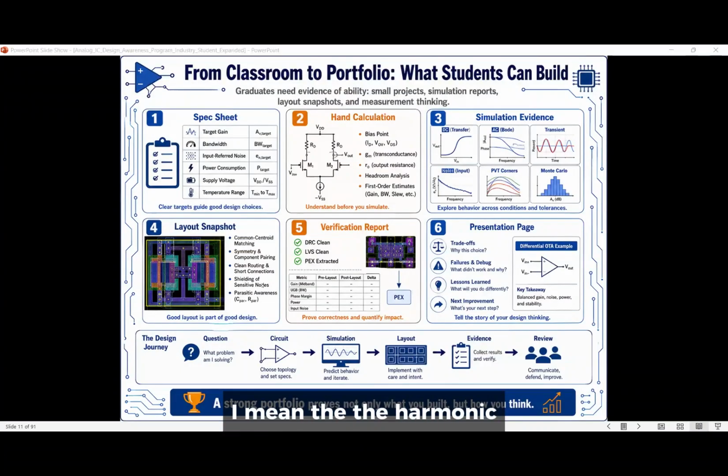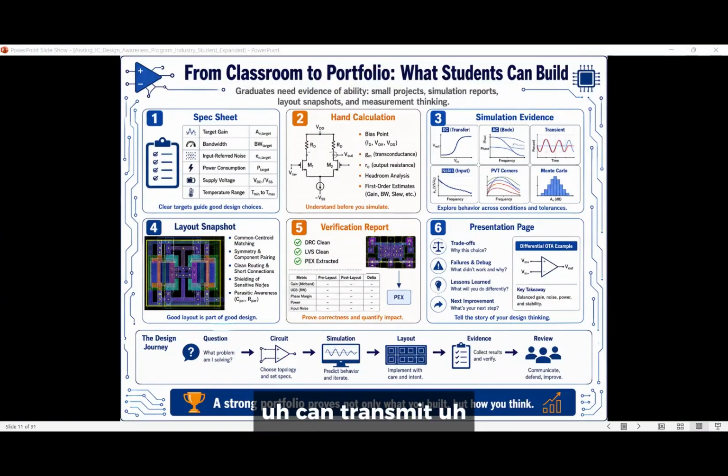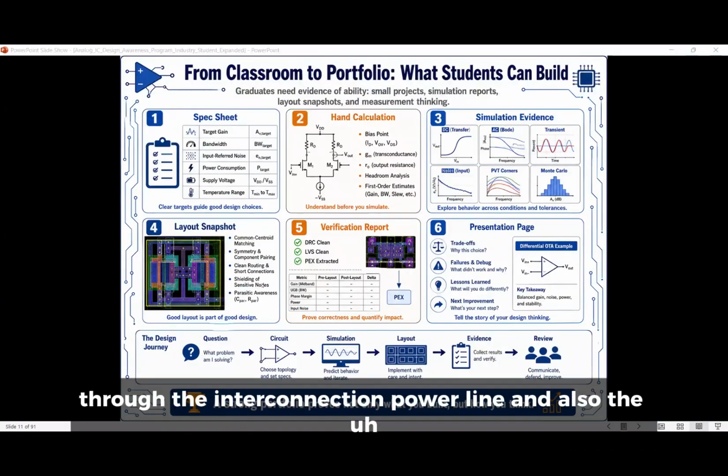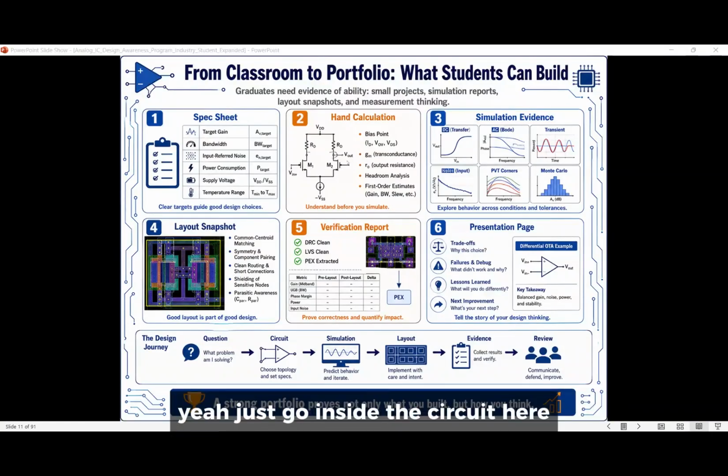I mean the harmonics of the clock signal. So these harmonics are actually large signals that can transmit inside the silicon chip, for example, through the interconnection, power line, and also the substrate, right? So if we do not have sufficient shielding, these harmonics will just go inside your circuit here.